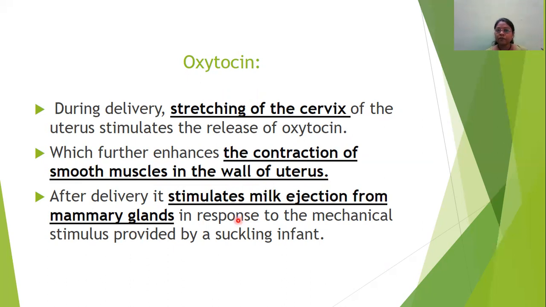Okay, and also its main function is this, that is the contraction of smooth muscles in the wall of the uterus. And after delivery, it stimulates the milk ejection from the mammary glands of the mother. And this is in response to the mechanical stimulus provided by the suckling infant. So when the infant sucks the nipples of the mammary glands, more and more oxytocin is secreted, and which further stimulates more and more milk ejection from the mammary glands. So the major function of the oxytocin in females is in the pregnant woman during the delivery and after the delivery for the milk ejection from the mammary glands.